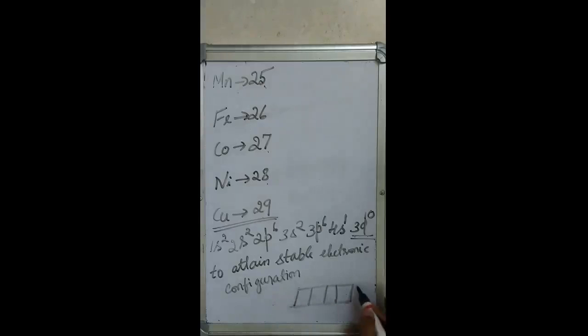1, 2, 3, 4, 5. In the d orbital 10 electrons are present: 5, 6, 7, 8, 9, 10. So it is a completely filled orbital, and this is a more stable electronic configuration. I hope you understood.